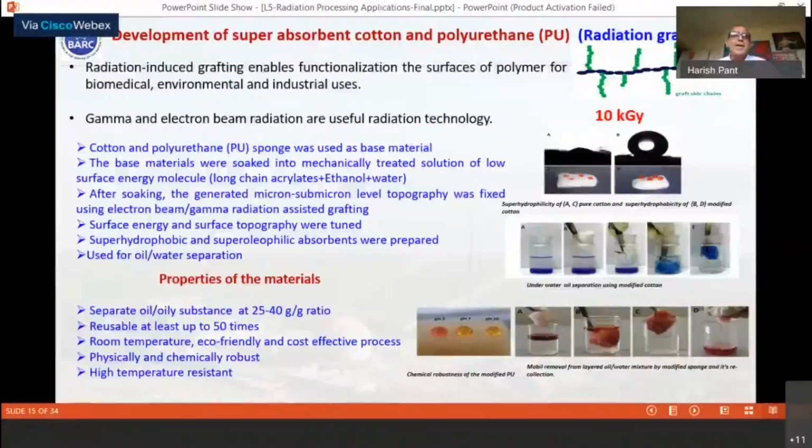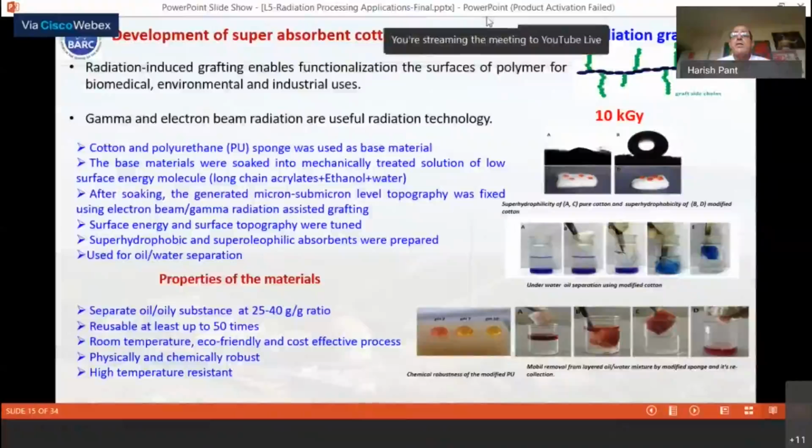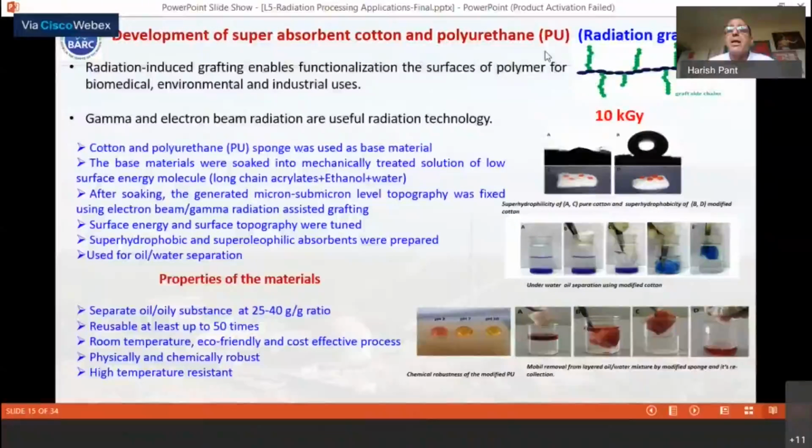Recently, my colleagues have developed super absorbent cotton and polyurethane PU sponge. These materials were developed using radiation technology.